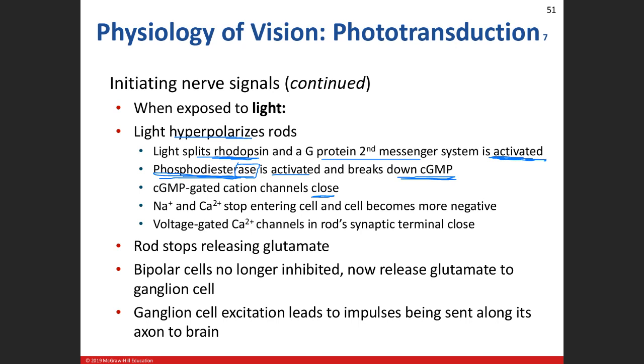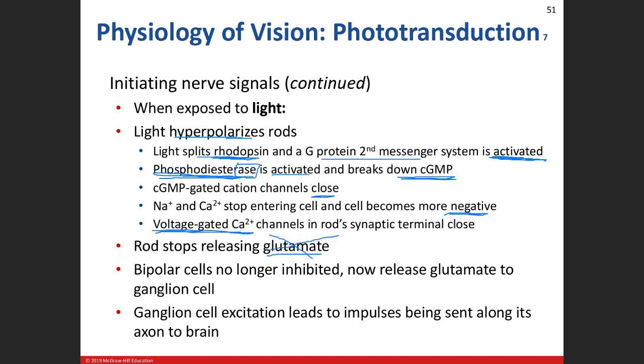And when those channels close, no more sodium, no more calcium coming into the cell, so we can't depolarize the cell. Guess what happens? The cell is now more negative. And if the cell is more negative, it's further away from threshold value, we're not going to be able to open up the voltage-gated calcium channels down by the synaptic terminals. We can't release glutamate. Bye-bye, glutamate.